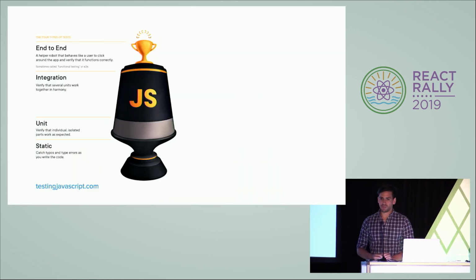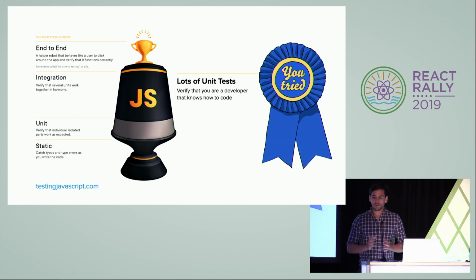So this is a testing trophy by Kent C. Dodds on his Testing JavaScript website, and it talks about the importance of tests. We have static tests, which come from types, whether you're using TypeScript or if you're using Flow for whatever reason, I don't judge you. There's unit tests, which we write most of, but we see that integration and end-to-end tests are the most important tests. Ideally, this is what our test structure looks like. But in our apps, it's less of a testing trophy and more of a testing ribbon, because it's more like, you tried.